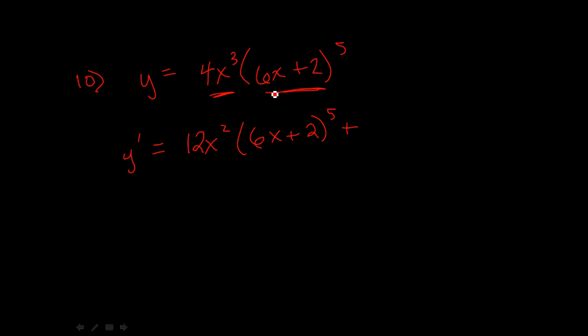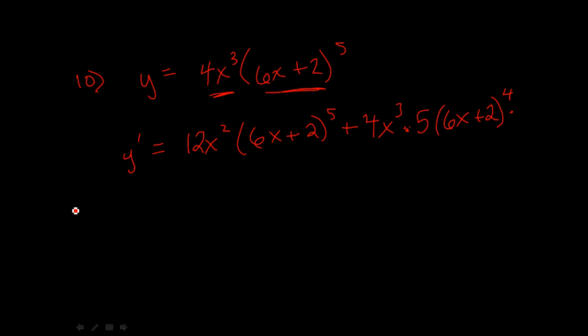Plus, now we take the derivative of this guy and keep the other guy the same. So I'm going to go ahead and write the other guy, 4x cubed. And then the derivative of this guy right here would be 5, 6x plus 2 to the 4th. So that was our chain rule. And then times the derivative of the inside is times 6. So that would be our derivative. You don't have to simplify it for now. Just go ahead and leave it like that.